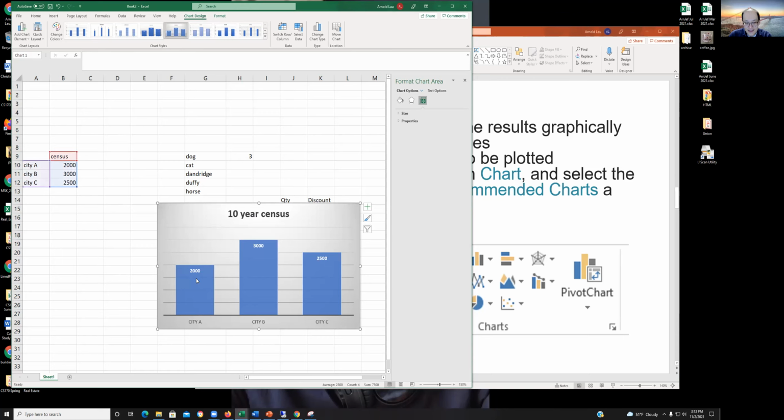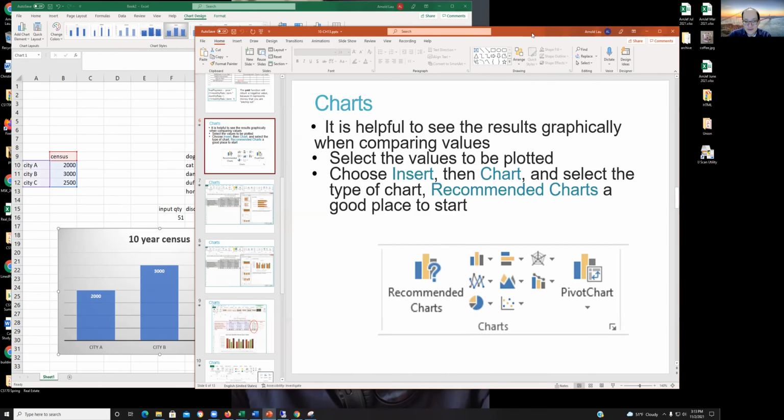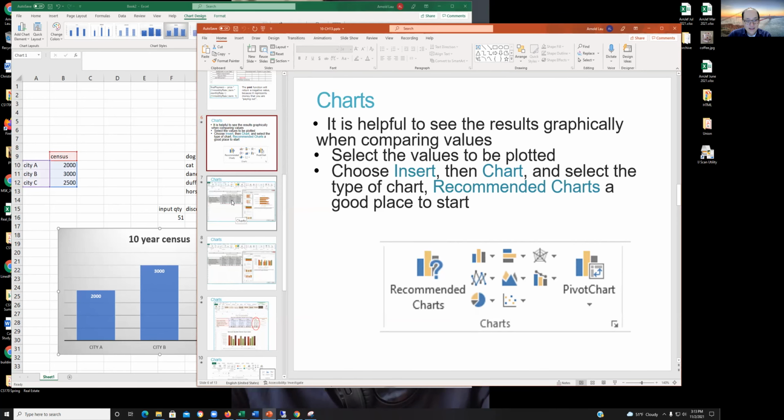I like how you have the number right inside the bar for that city. So you have a 10-year census, you have your city ABC, and then you have this, right? So what I just did here, make sure you understand what I just did, because you are going to be doing this for your assignment, okay?